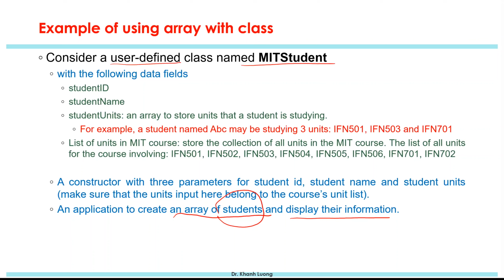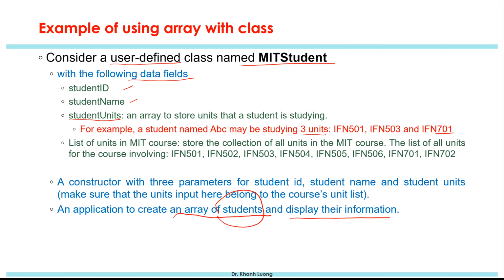In this class, we have the following data fields: student ID, student name, and student units, which is an array to store units that a student is studying. For example, a student named ABC may be studying 3 units: IFN 501, 503, and 701.